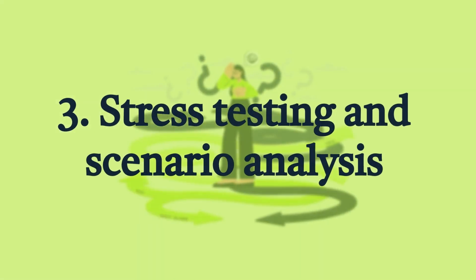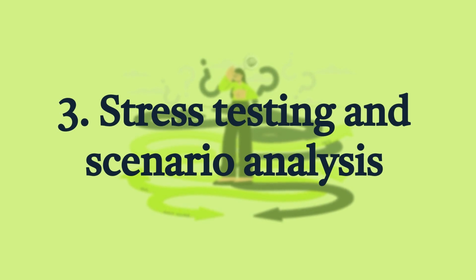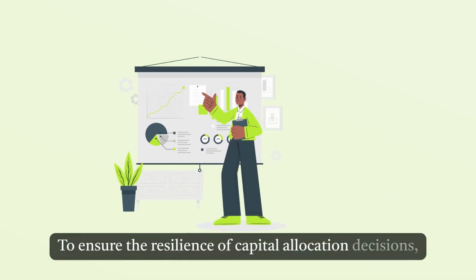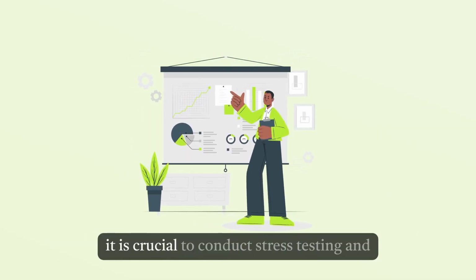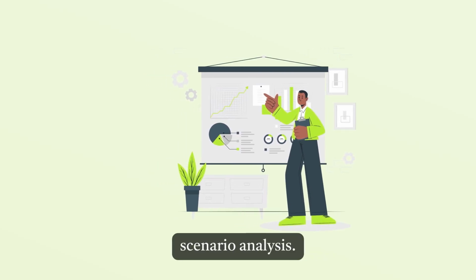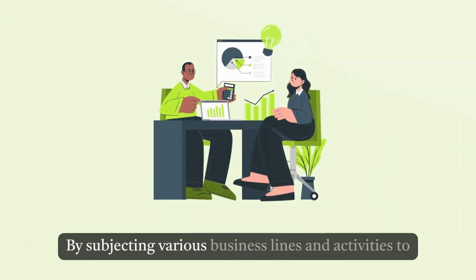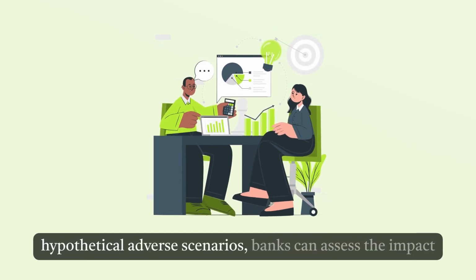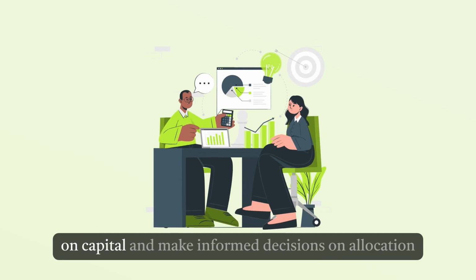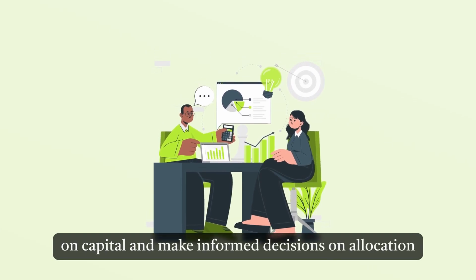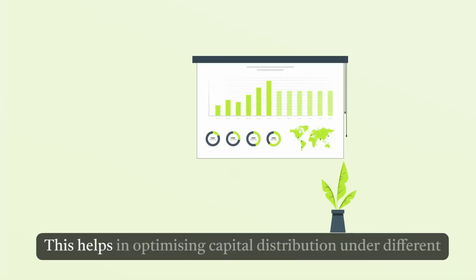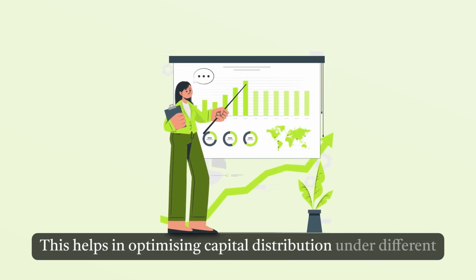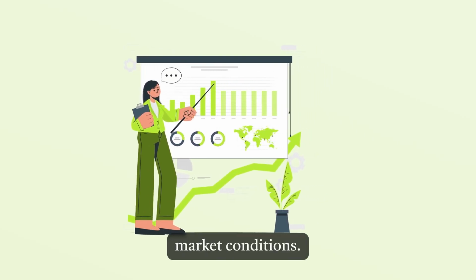3. Stress testing and scenario analysis. To ensure the resilience of capital allocation decisions, it is crucial to conduct stress testing and scenario analysis. By subjecting various business lines and activities to hypothetical adverse scenarios, banks can assess the impact on capital and make informed decisions on allocation adjustments. This helps in optimizing capital distribution under different market conditions.